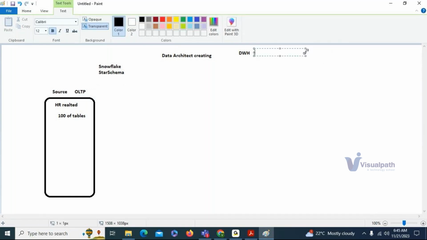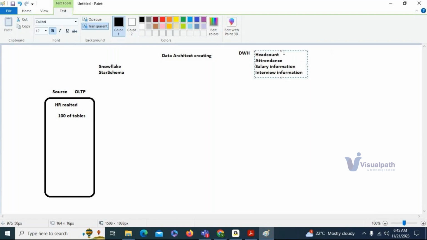Now you will quiz the HR team on what information they need. Basically in the HR system, you are going to ask for the headcount of a particular organization, department wise, function wise, division wise. Apart from that, attendance information, salary information, and interview information. Like this you will have different information there.